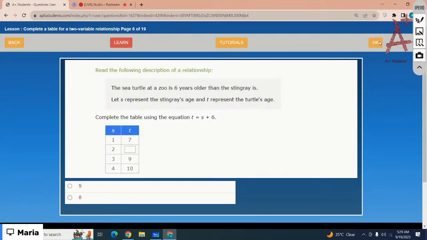The sea turtle at the zoo is 6 years old. Then the stingray is... Let S represent the stingray's age and T represent the turtle's age. Complete the table using the equation T equals S plus 6. So when the stingray is 2 years old, the turtle is 6 plus 2 equals... yes, it will be 8 then, right?